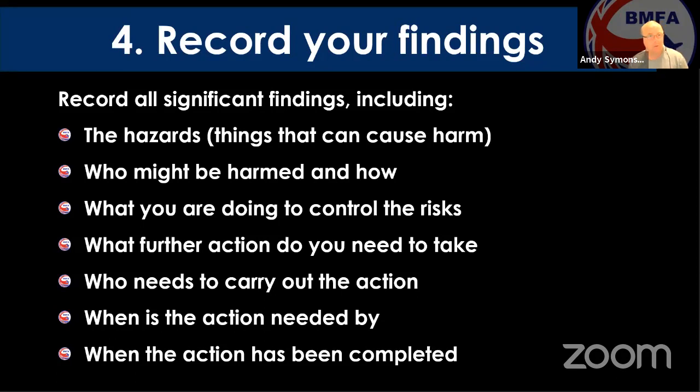Then it's quite important to record our findings. There are six elements really that need recording when you're doing a risk assessment. First of all, the hazards themselves. So once we've identified them, we need to make a note of them. Who might be harmed and how? Some of these will be familiar from the five-step assessment. What you're doing to control the risks, what further action you need to take, who needs to carry out the action, when do they need to carry out the action by, and a note of when the action has actually been completed. Okay, so that's everything that we're recording.